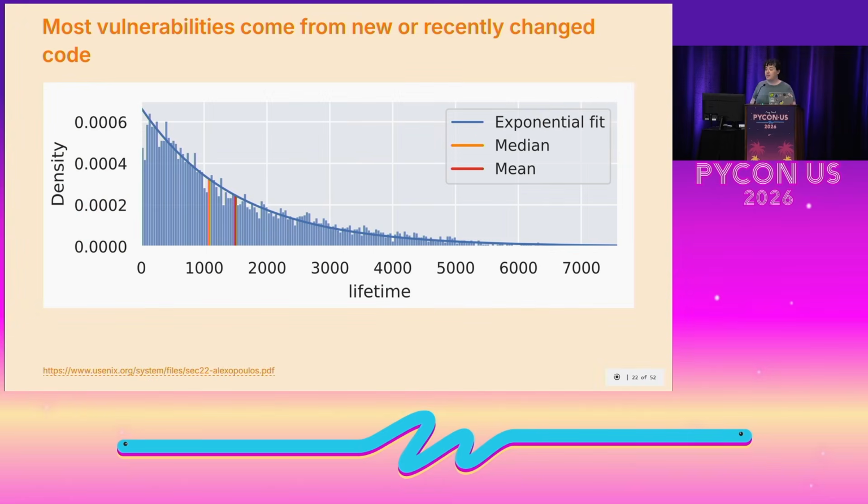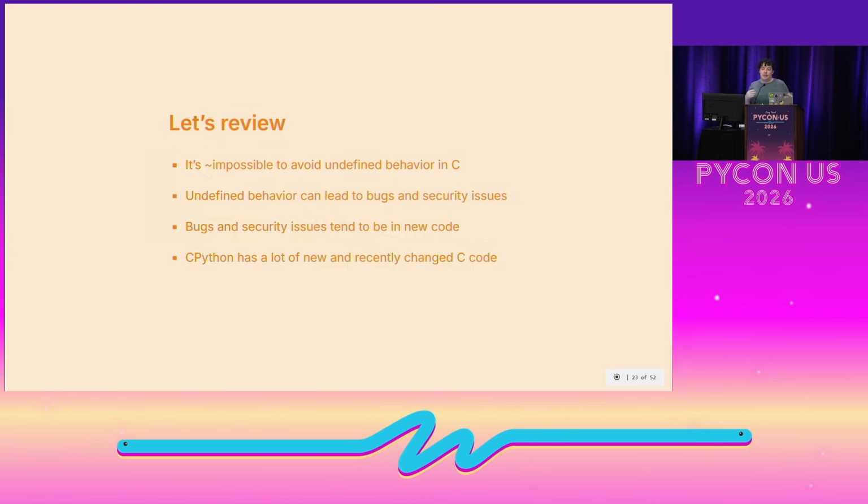And this is an issue, because there's a research paper which found that if you look at large code bases, most vulnerabilities and bugs come from the newest code. And there's actually exponentially more vulnerabilities and bugs in new code. The unit of the bottom line there is days.